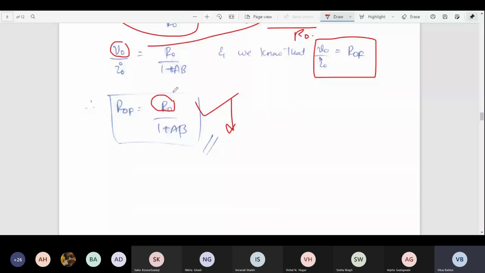Let R naught be, let's say, 10 ohm, and 10 ohm is divided by 1 plus A beta, which will make it further less. So that means I am now satisfying the condition of making the output resistance with feedback very, very low. So that is how the feedback amplifier is going to assist me in getting the low resistance.